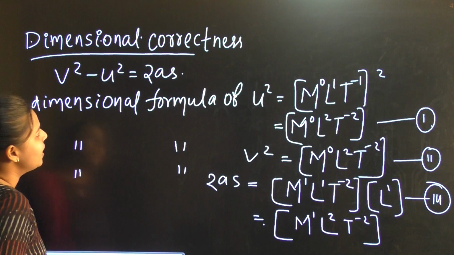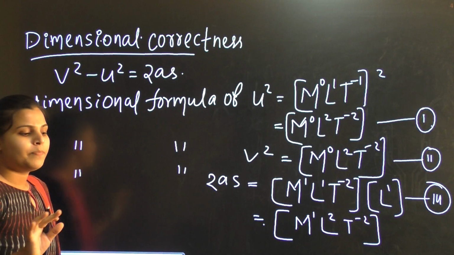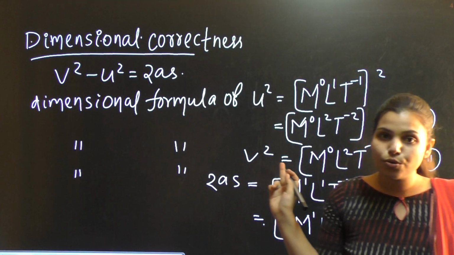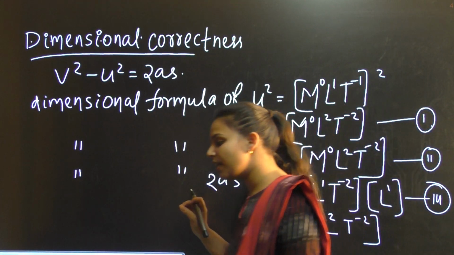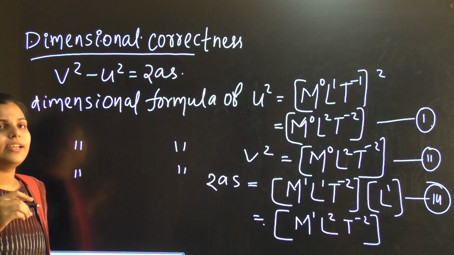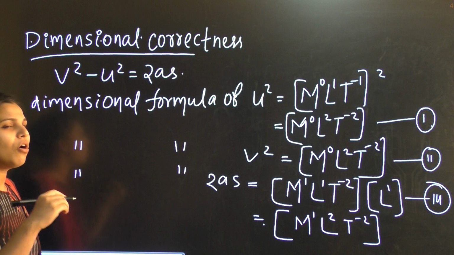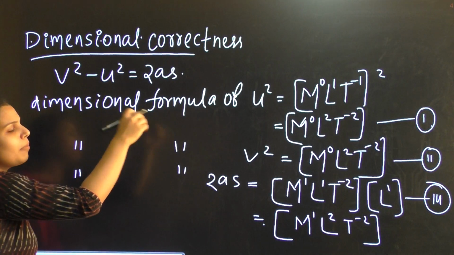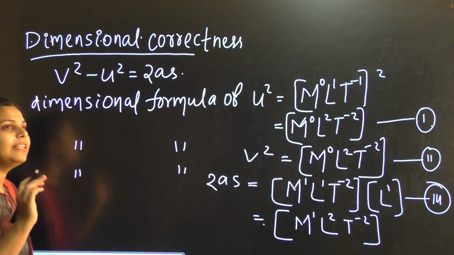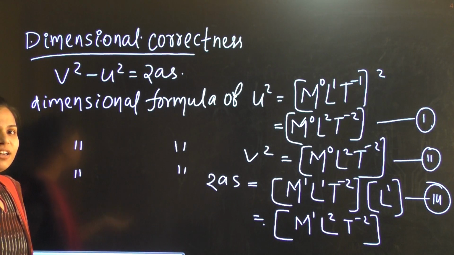the next application, that is dimensional correctness. We have many relations like v square minus u square is equal to 2as, v is equal to u plus at, and any other relations. We can check whether a relation is dimensionally wrong or right. We can check it by this method, dimensional analysis.